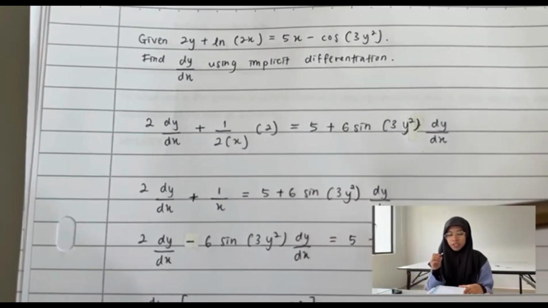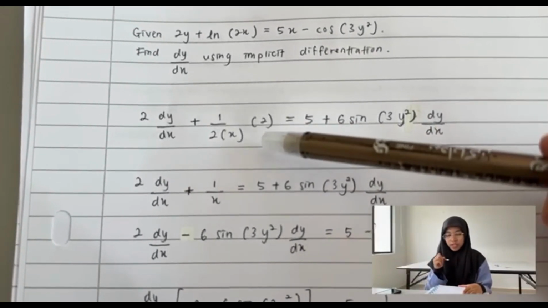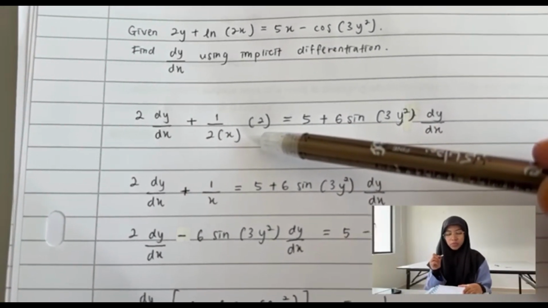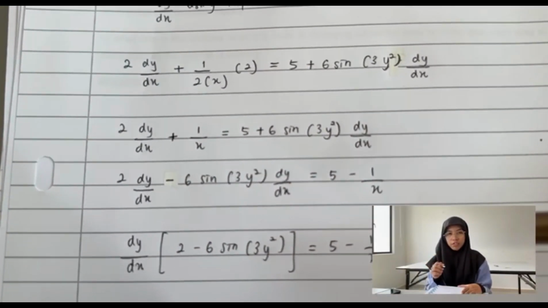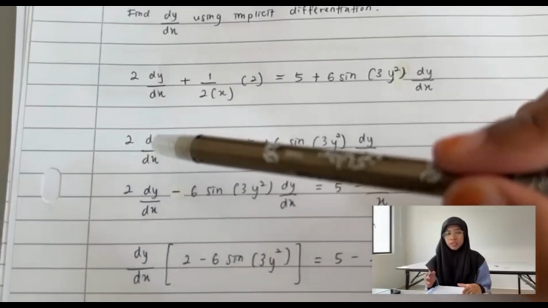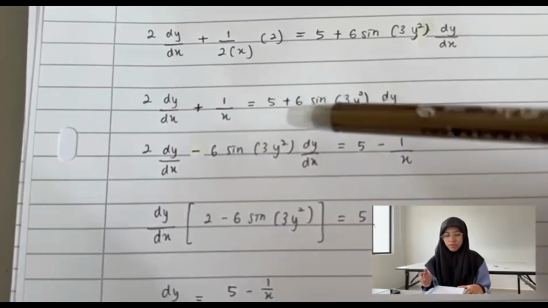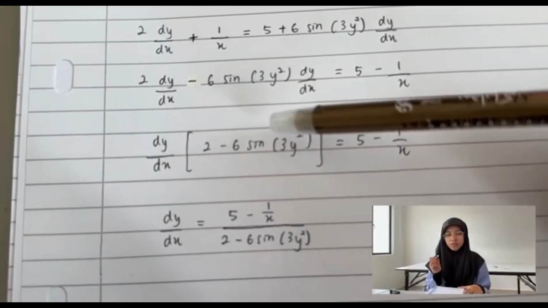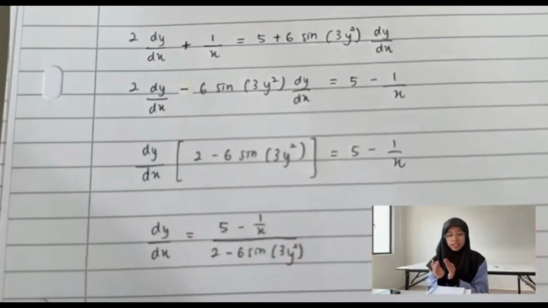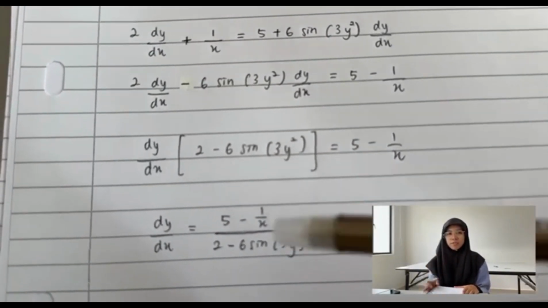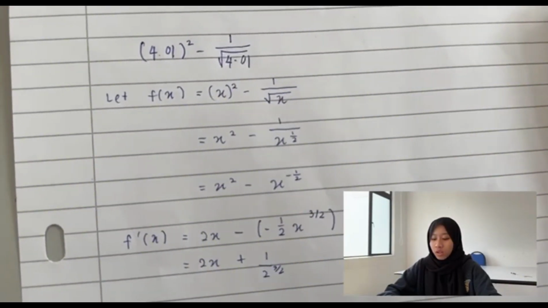And then for the ln 2x, it will be 1 over 2x multiplied by 2, and it will be 1 over x. Now bring all dy over dx terms to one side, which is this side. To simplify, subtract all dy over dx values and put the other side in brackets. Lastly, make dy over dx the subject. I will explain the questions more.